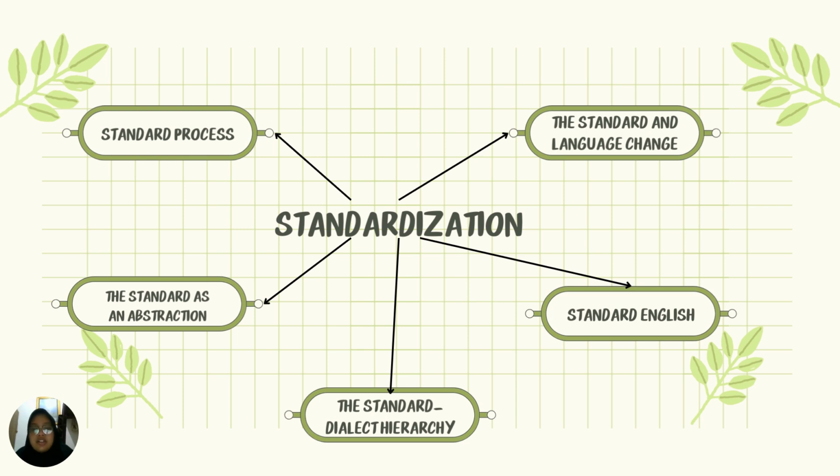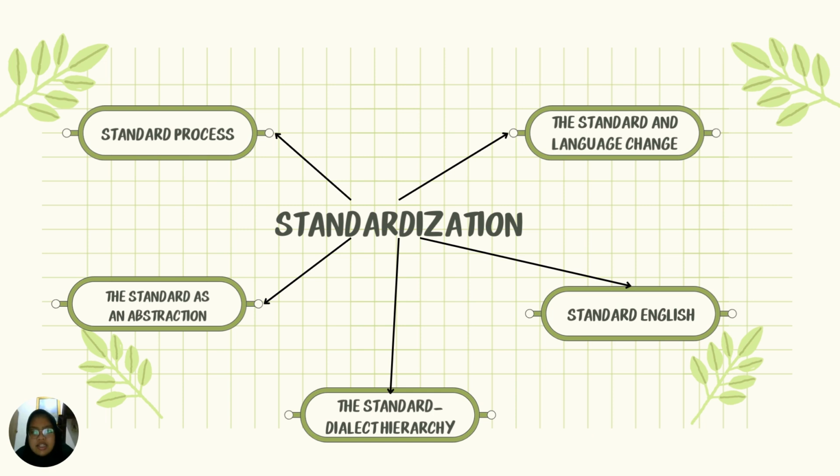So the first one, the standard as an abstraction. Lippi-Green also states that we see the standard as a uniform way of speaking. Although some regional variation might be allowed, social variation is not considered acceptable within anything labeled as the standard. The next one is the standard process. In order for a standard form to develop, a norm must be accepted. As discussed above, that norm is an idealized norm, one that users of the language are asked to aspire to rather than one that actually accords with their observed behavior.